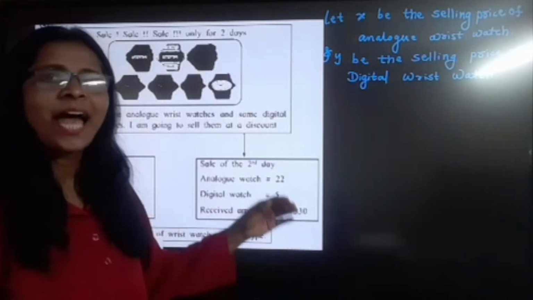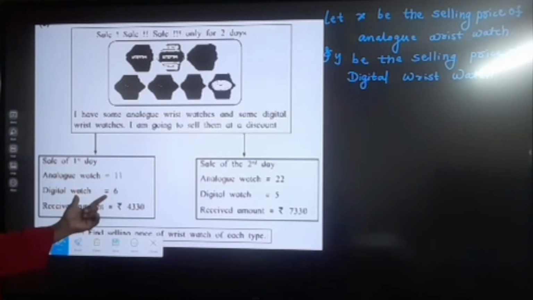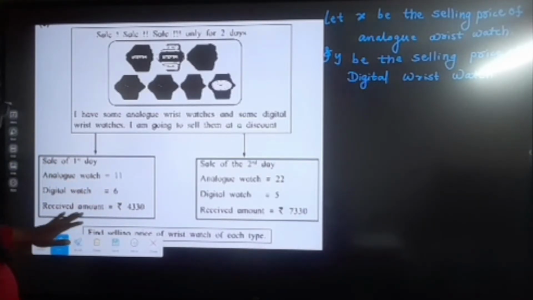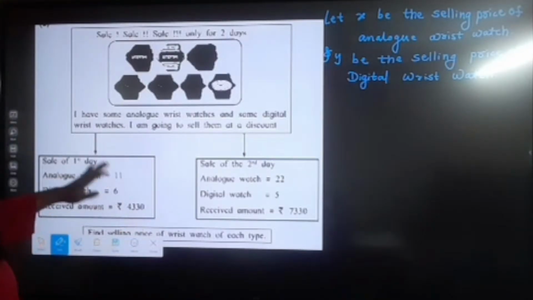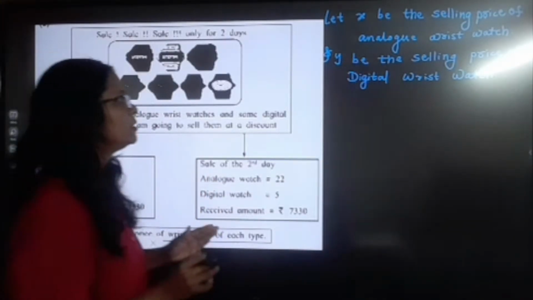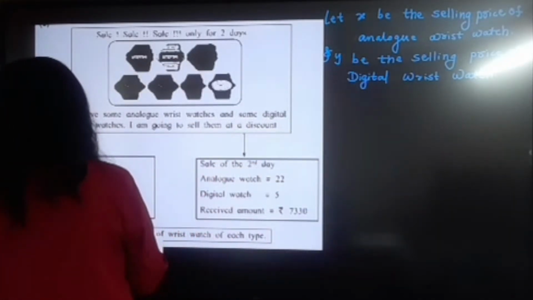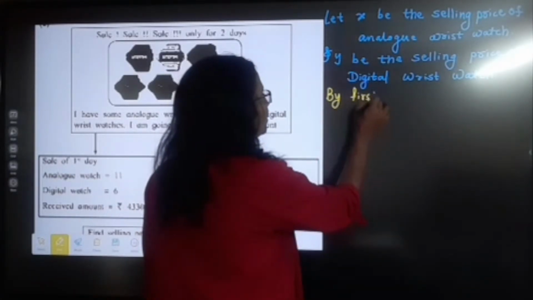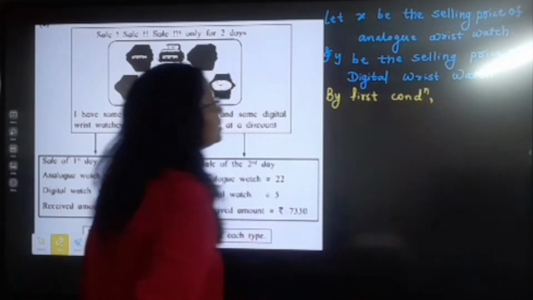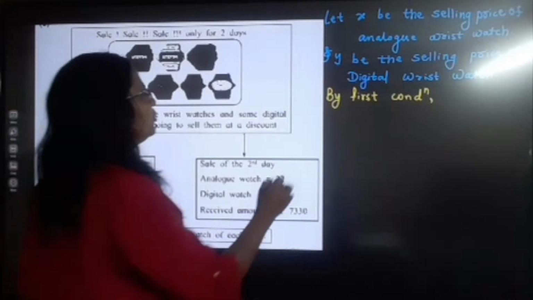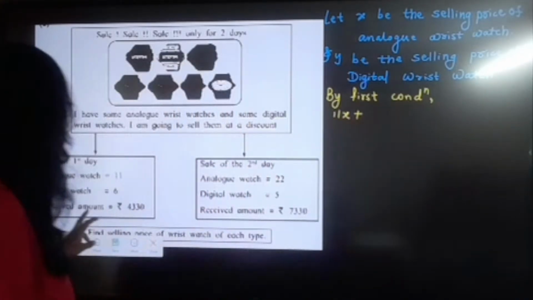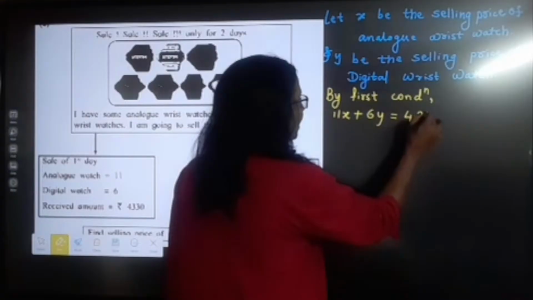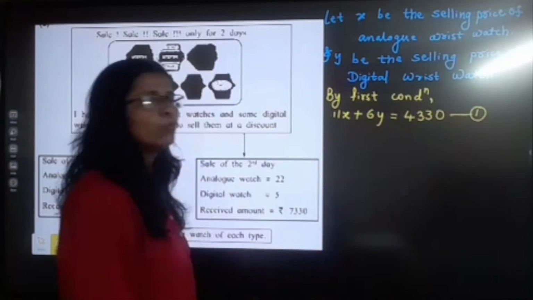Now, as per the condition, the sale of the first day says that analog watch is 11, digital watch is 6, and the amount received is 4,330. So by the first condition, the selling price of 11 analog watches is 11x, plus 6 digital watches, 6y, total rupees 4,330. I call it the first equation.